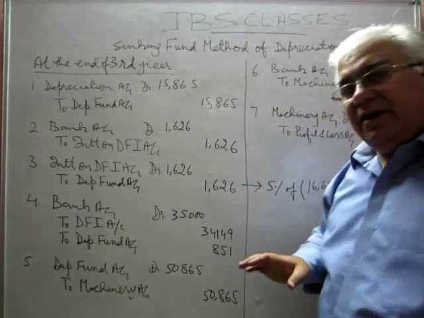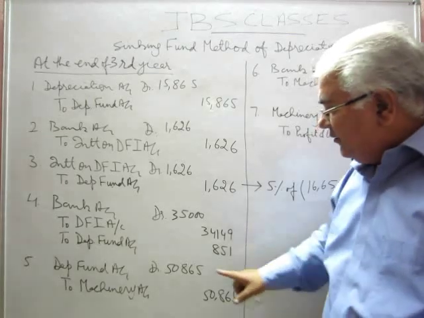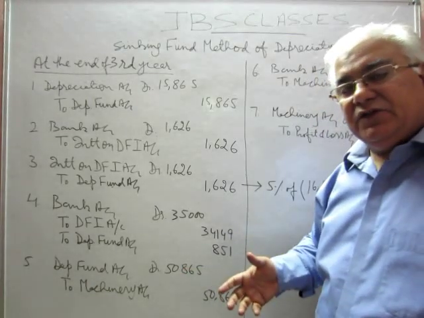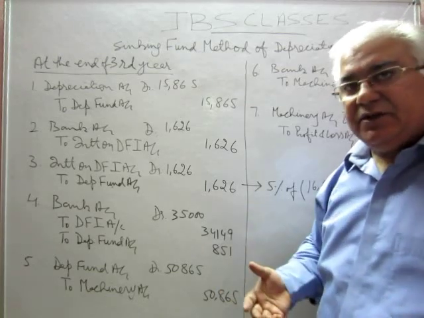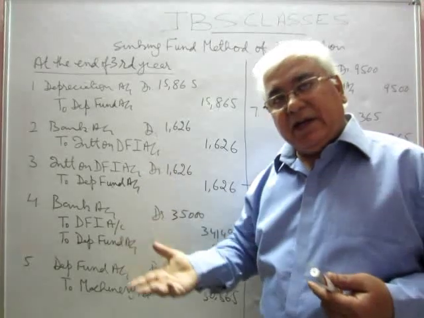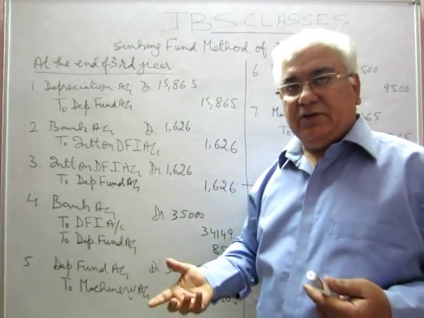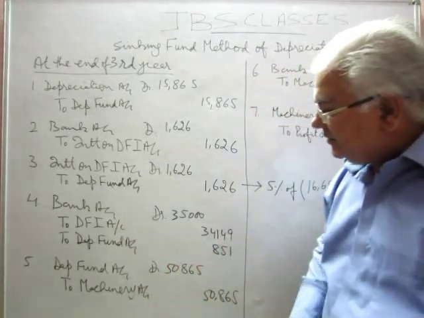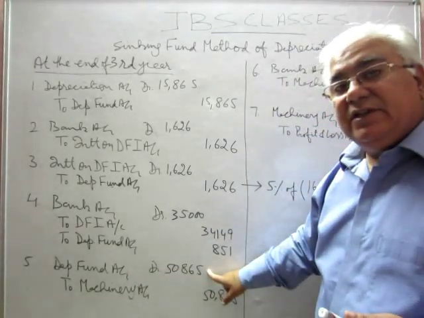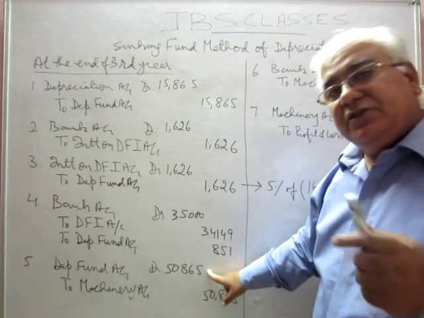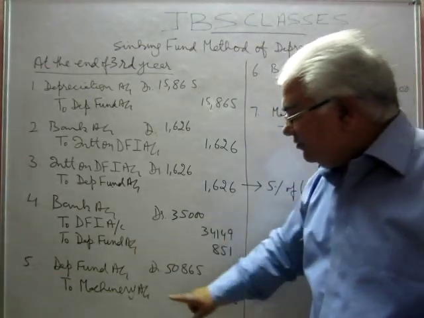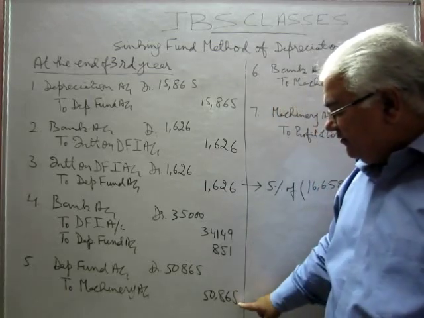Now we have already collected 50,865 in our depreciation fund. Our intention was to collect 50,000, so our purpose has been achieved. Now this depreciation fund will be shifted to the credit of machinery account, and the entry for that is depreciation fund account debit, with the amount which is standing at the credit of depreciation fund account.